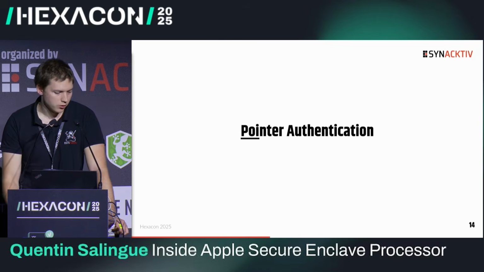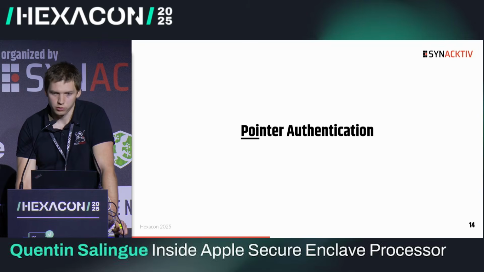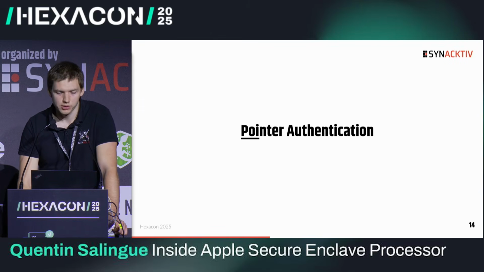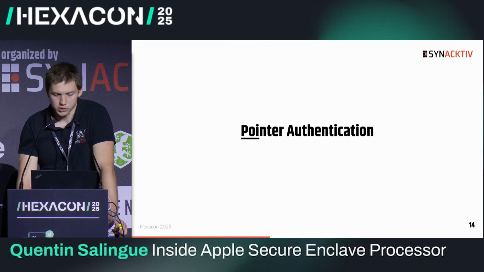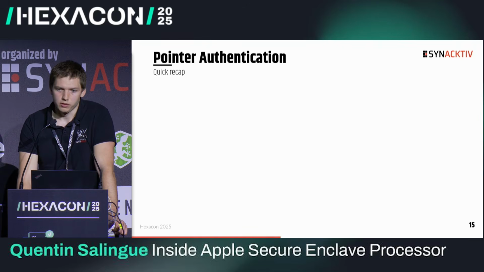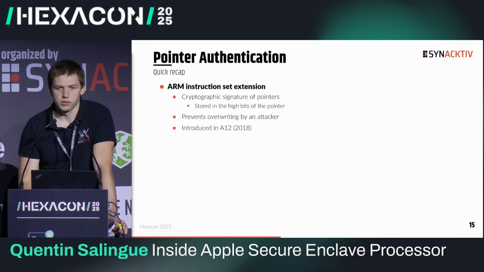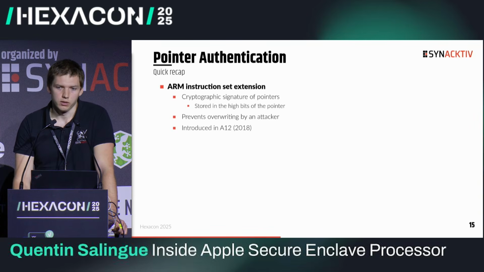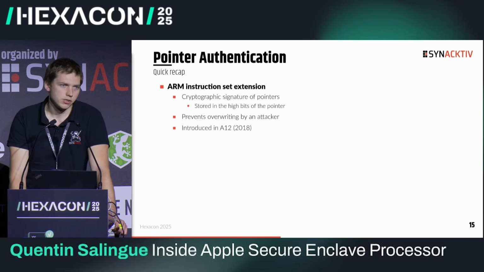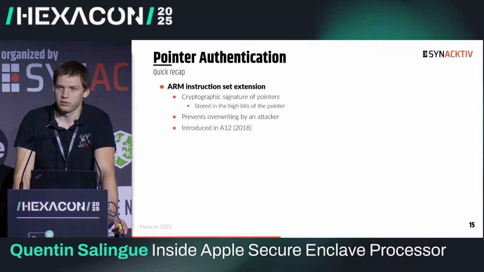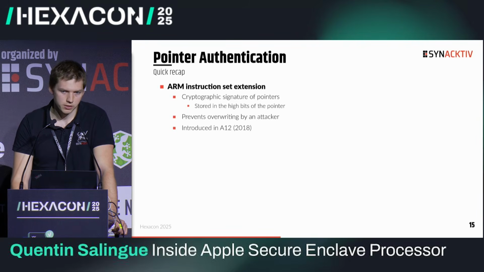So now that we have done a quick overview of the Secure Enclave, we can go into the security stuff, which is the more interesting stuff. We will start with pointer authentication. Just a quick recap: it's an ARM instruction set. It's used to do a cryptographic signature of pointers. The signature is stored in the upper bits of the pointer. It prevents overwriting of the pointer by an attacker, because if you can't sign a pointer, you can't overwrite it.